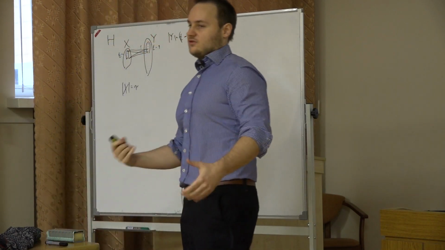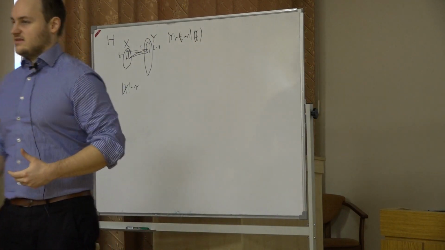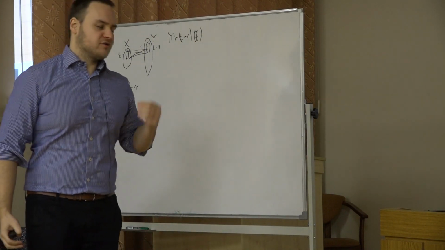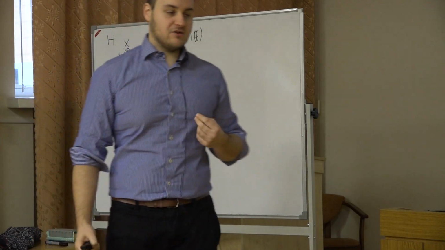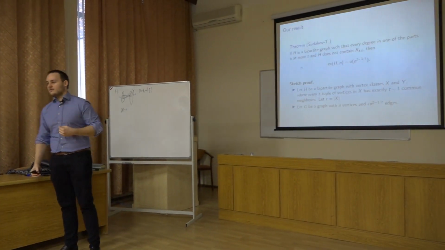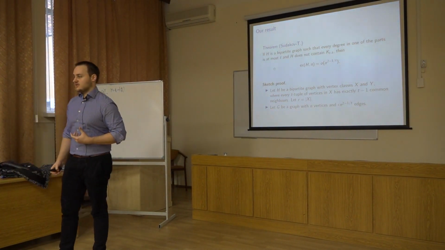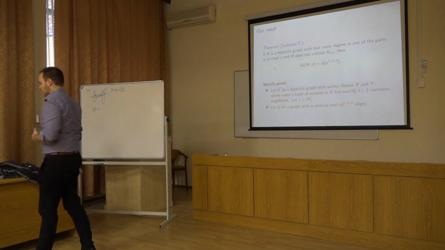And now what we are going to do is look at a host graph G, and we want to show that if G has at least some epsilon n to the 2 minus 1 over t edges, then we can find a copy of our graph H when n is sufficiently large. So this is going to be our plan.